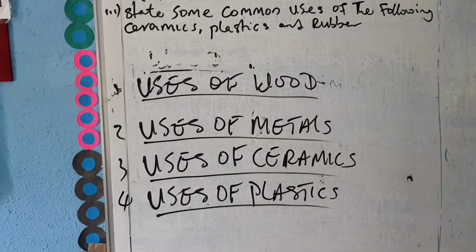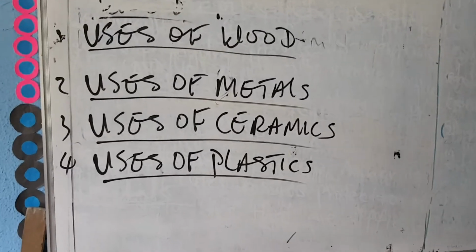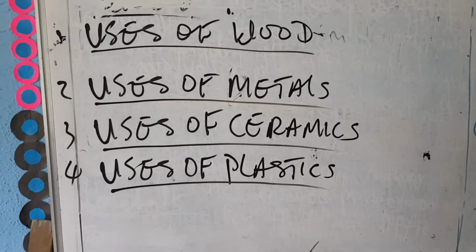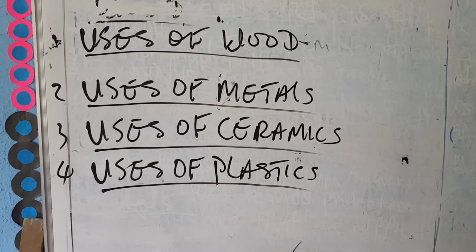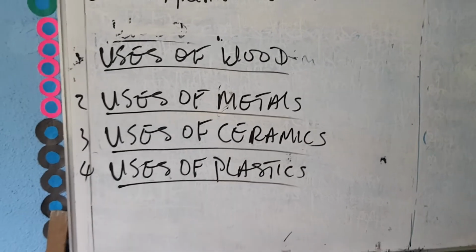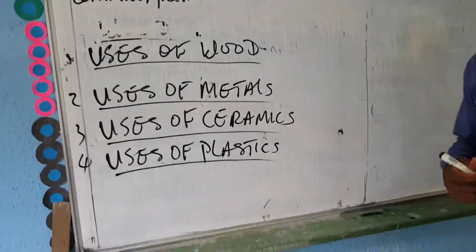Alright, the next one, we have some tables in our home. Some tables, chairs, and casing, they are made up of what? Plastic. I will not go deep on this. I will go to the next one.